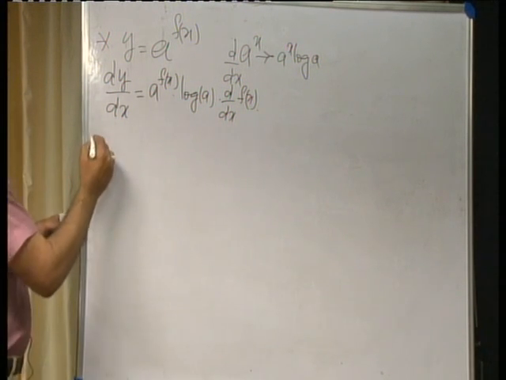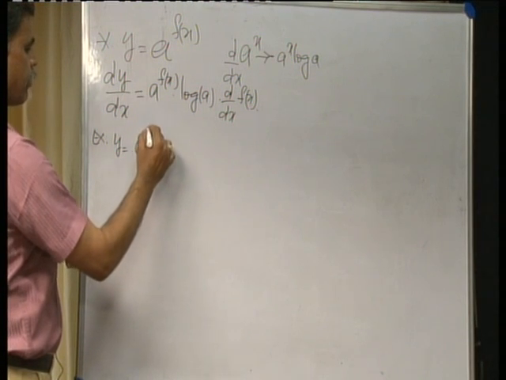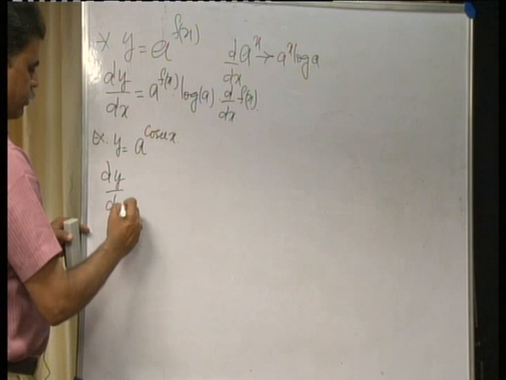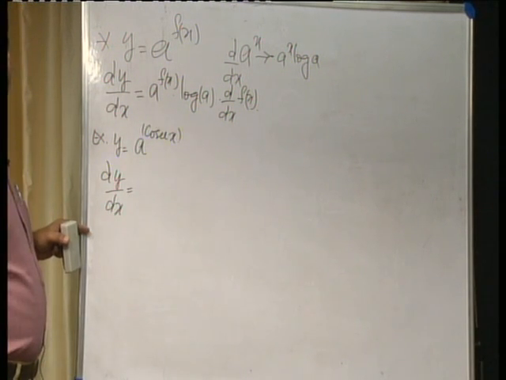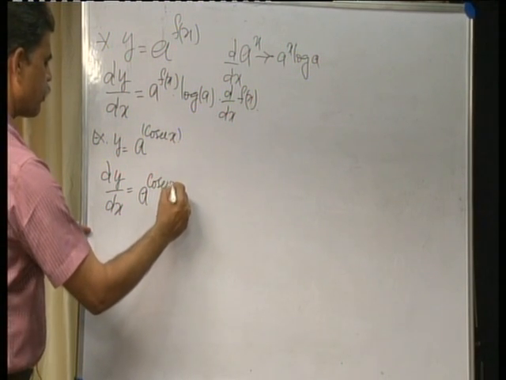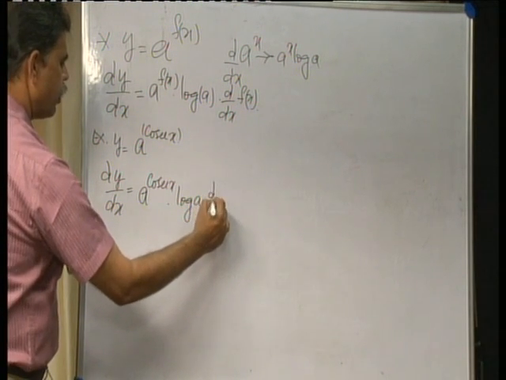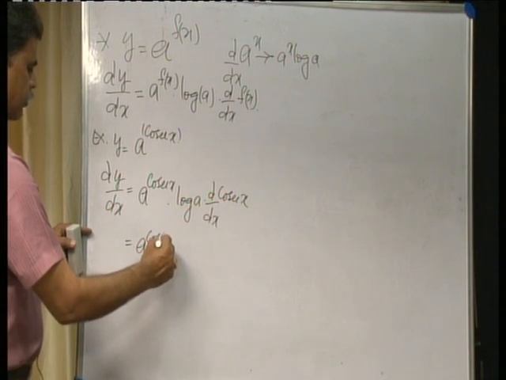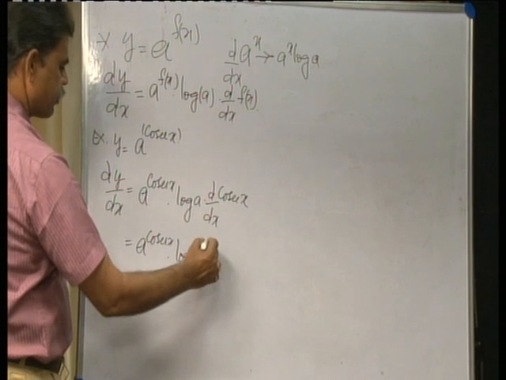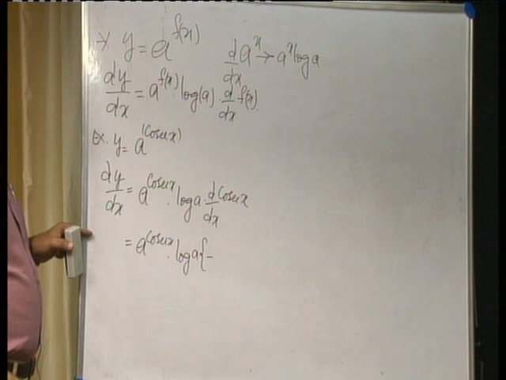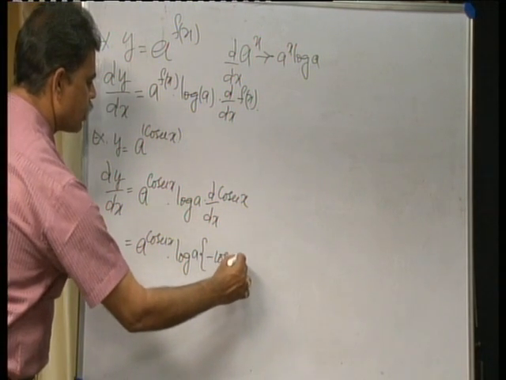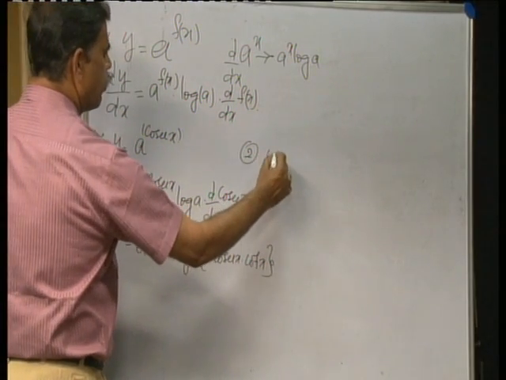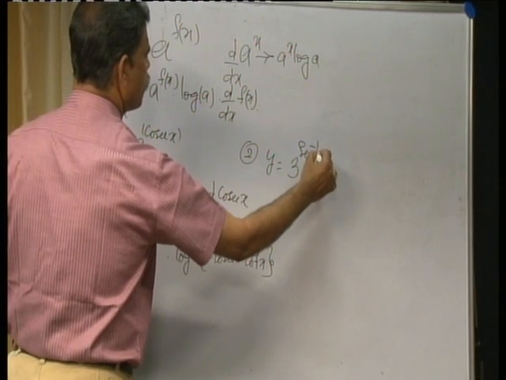You take the example y is equal to a to the power of cosecant x. dy by dx is equal to a power function, where the function is cosecant x, into log a into d by dx of cosecant x. Hence, a to the power of cosecant x into log a into differentiation of cosecant x, which is minus cosecant x into cot x. This is the answer. You take another example, y is equal to 3 to the power of secant inverse x.